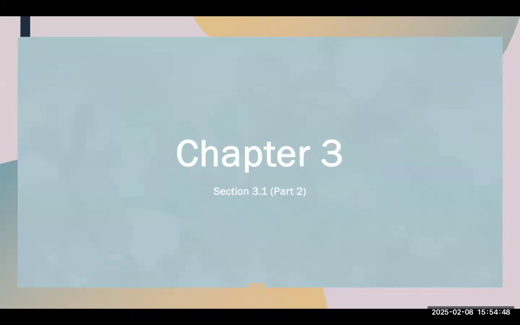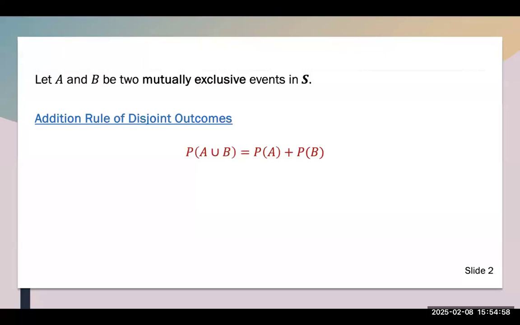We're going to continue section 3.1, which is the fundamentals or basics of probability. We're going to learn a little bit more and work with some more formulas involving probability. So in the last video, we talked about this rule where we said if we have two mutually exclusive events, that means that they don't have anything in common, then the probability of A or B is equal to the probability of A plus the probability of B. We're going to play with this formula today in this video.